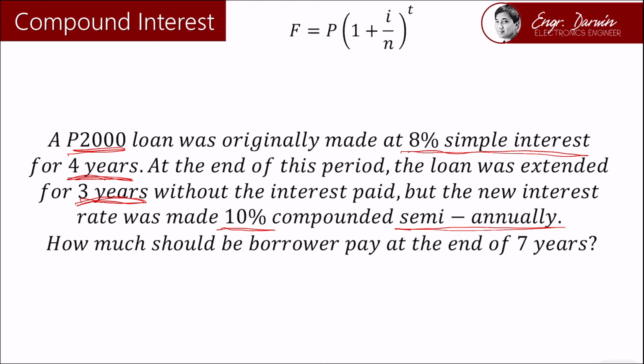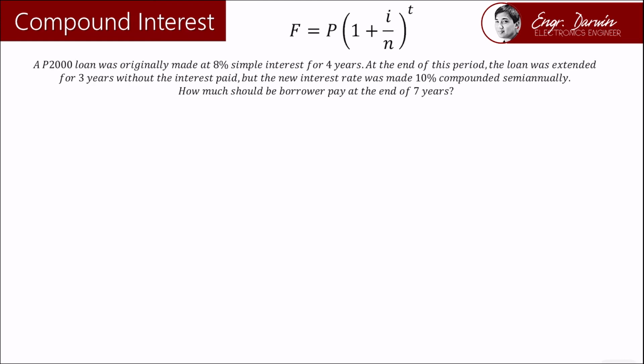So I highlighted here some important info like your principal amount is 2,000 peso loan exposed on 8% simple interest for the first 4 years, and then after that the money is exposed at around 10% compounded semi-annually for another 3 years. So let's have our working equation for this problem.